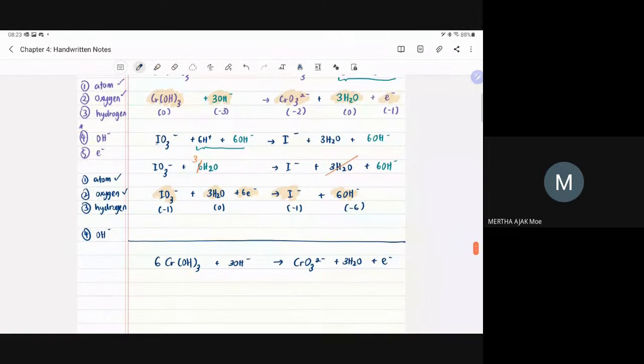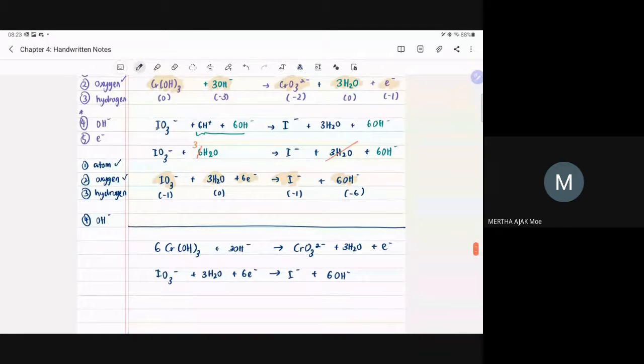Okay, and then the next one, yang ini, IO3 minus plus 3H2O plus 6e minus forming I minus plus 6OH minus. Okay. So now, kita nak combine the equation, kita kena pastikan elektron dia sama banyak. Kenapa kena sama banyak? No one asked me the question yesterday.